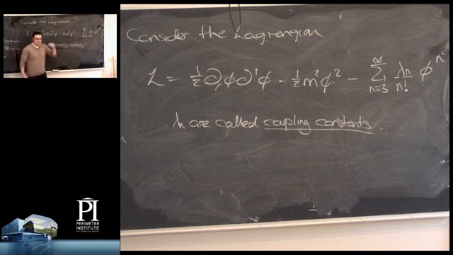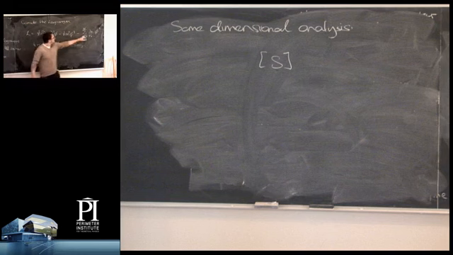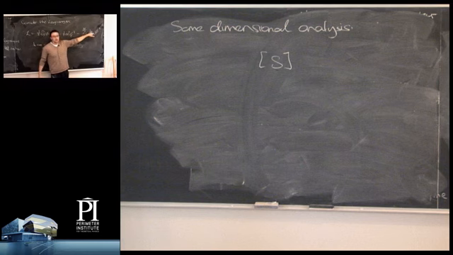And when we say we want to consider small perturbations, it means something like these lambda n have to be small. So what I want to do now is just flesh that out. What do we mean by lambda n being small? And to do this, we're going to do some dimensional analysis.